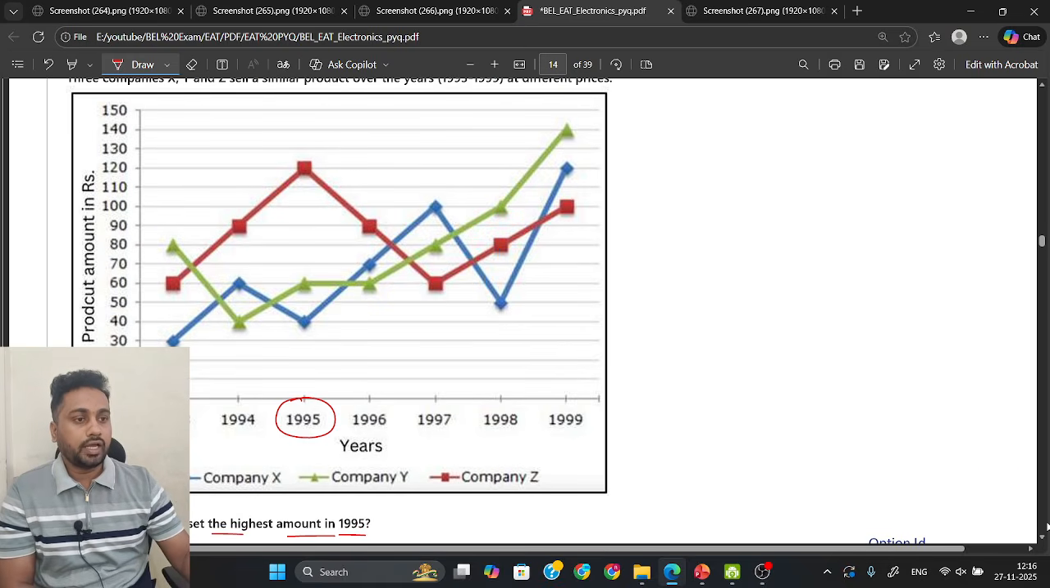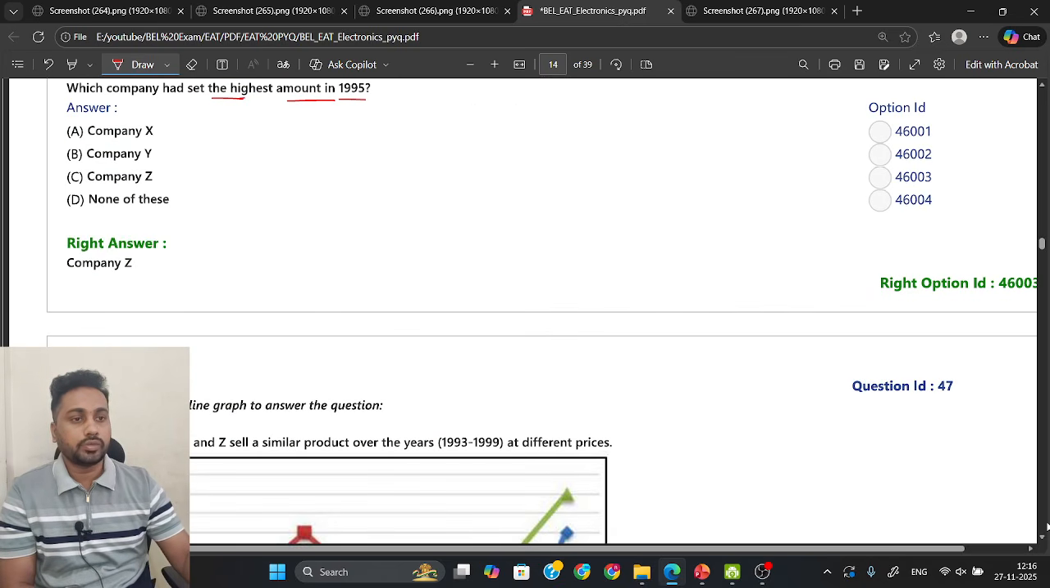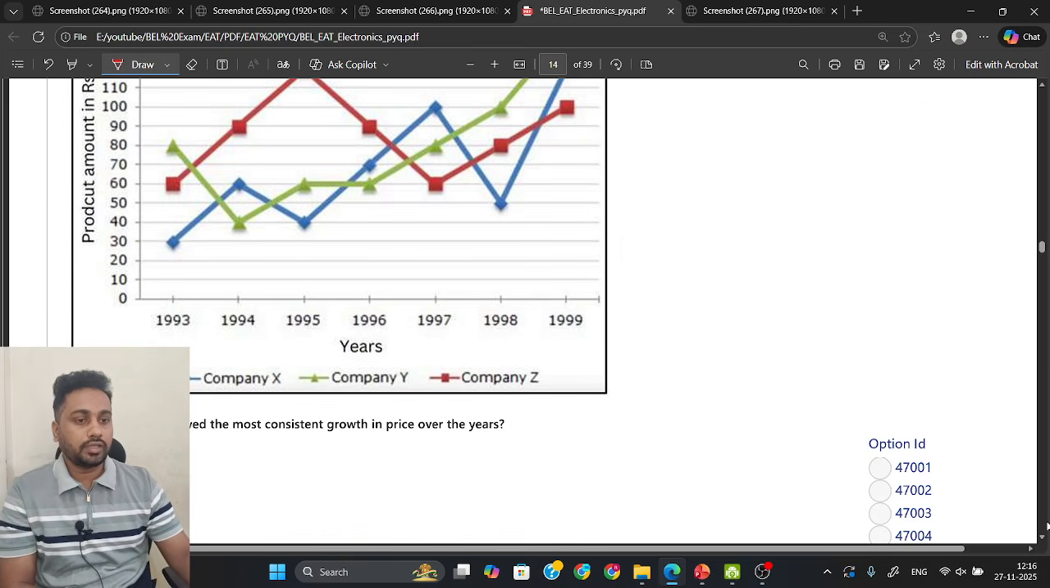1995 is here, and this blue one is company X, the green line is company Y, and the red line is company Z. Here they are asking the highest amount. So in 1995, this one is the highest, 120. That is your red one. Red is your company Z. So option C is your right answer. Company Z is your right answer.